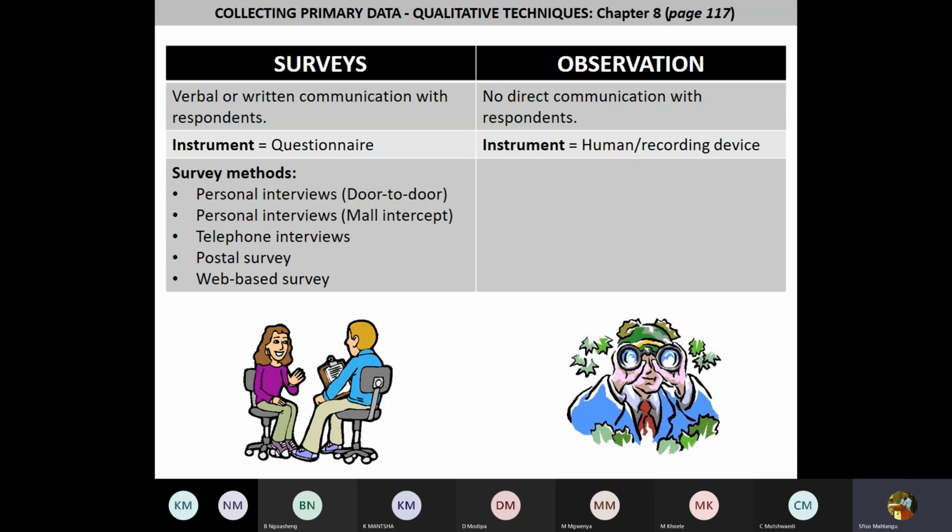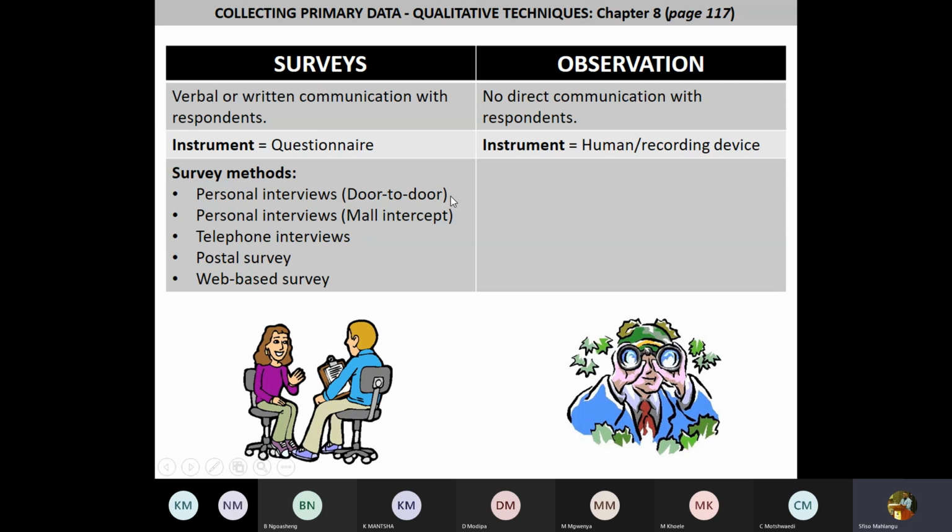So we've got the methods, and these methods are also illustrated on page 132 in that diagram. For surveys, we've got personal interviews, which are further divided into two. Personal interviews mean face-to-face contact with the respondents. That could happen by going door to door, and then you ask them to complete a questionnaire.